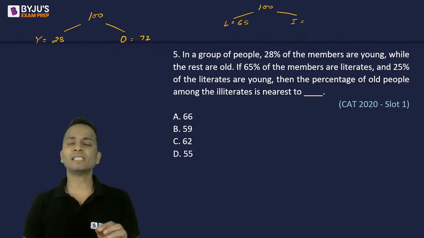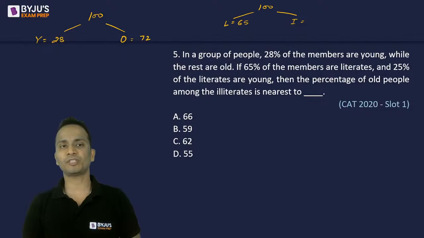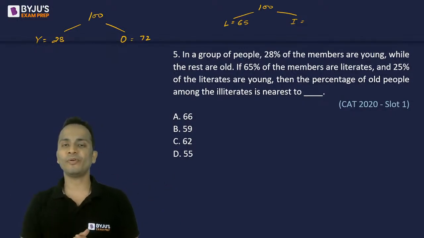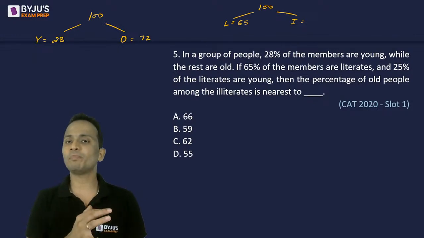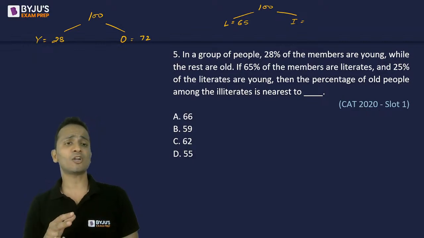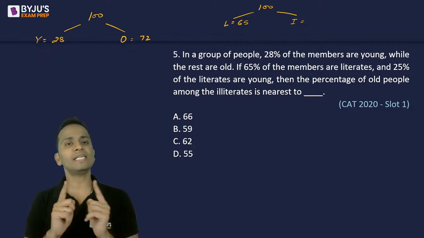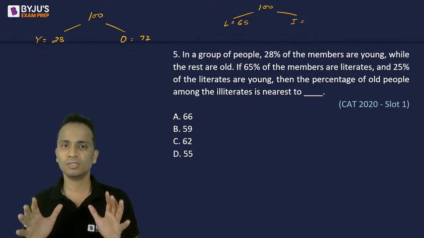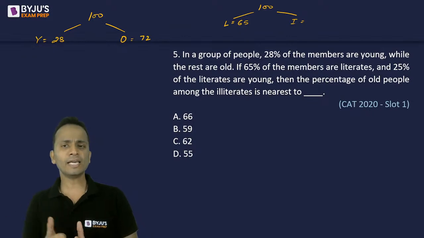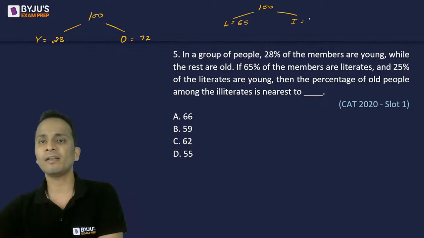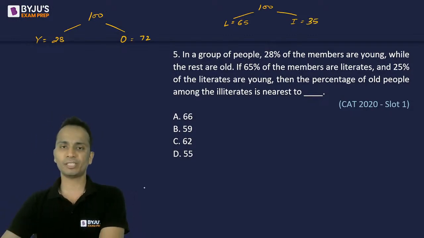So these people are segregated in two different types. Young and old is first type, literate and illiterate is the second type. Okay. So out of these 100 people, 28% are young and the rest are old. So if I'm assuming total as 100 people, young will be 28 and old will be 72. Done. Again, they are saying that 65% members are literates. So again, out of 100, 65 are literates and the remaining 35 will be illiterates.